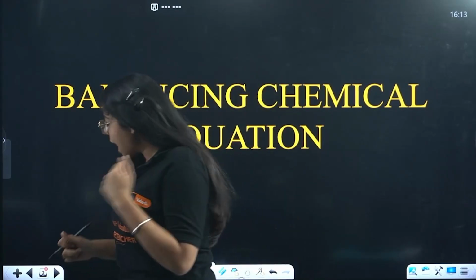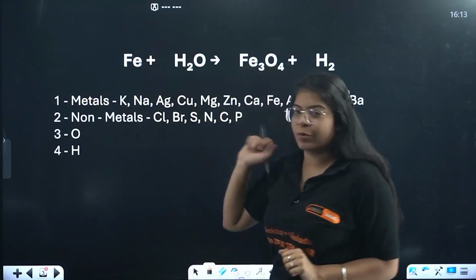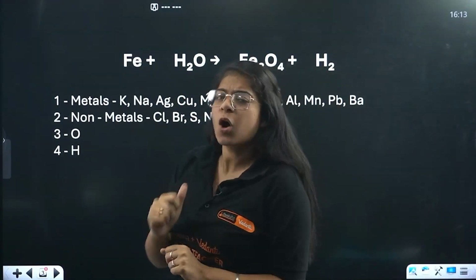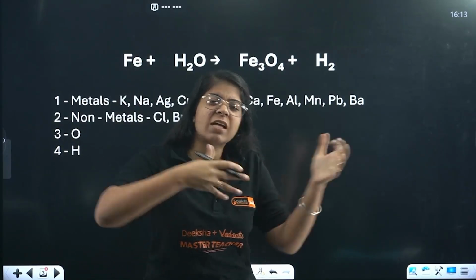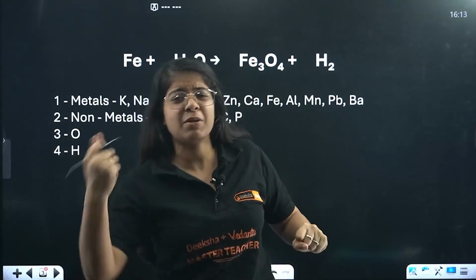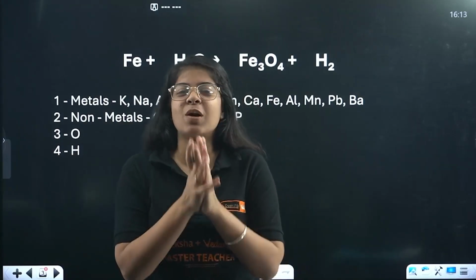Today we are going to learn about how to balance chemical equations in a very simple, interesting way that you will love. Starting with the very basics, we are given a chemical equation: iron plus water gives iron oxide and hydrogen gas. Ma'am, we know the equation, but I just don't understand how to start balancing it. Which element should I balance first, which should I keep for last? That is what we are going to talk about today.